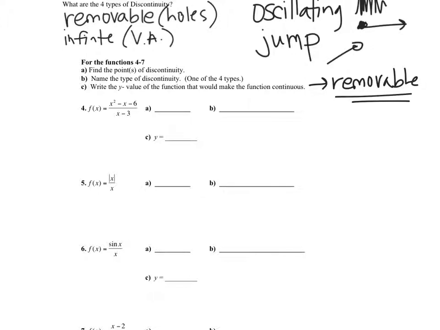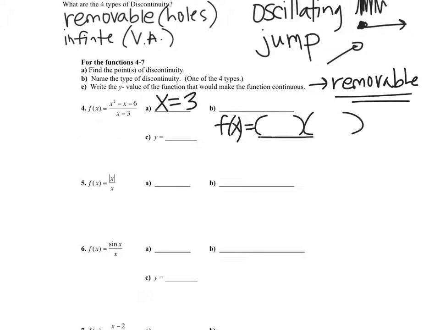All right, so what is our problem here? What can x not be? 3, okay? So our point of discontinuity is going to happen at x equals 3. Now, you can graph this if you want to. What I like to do is I like to do this algebraically.